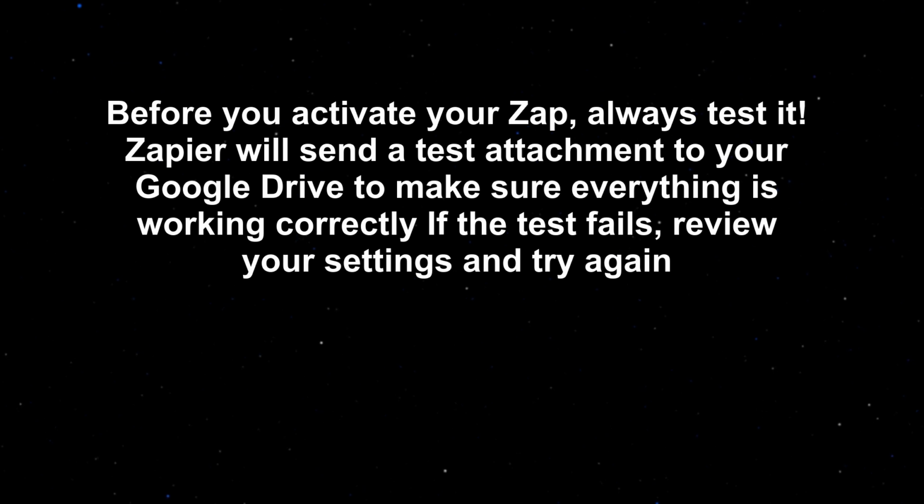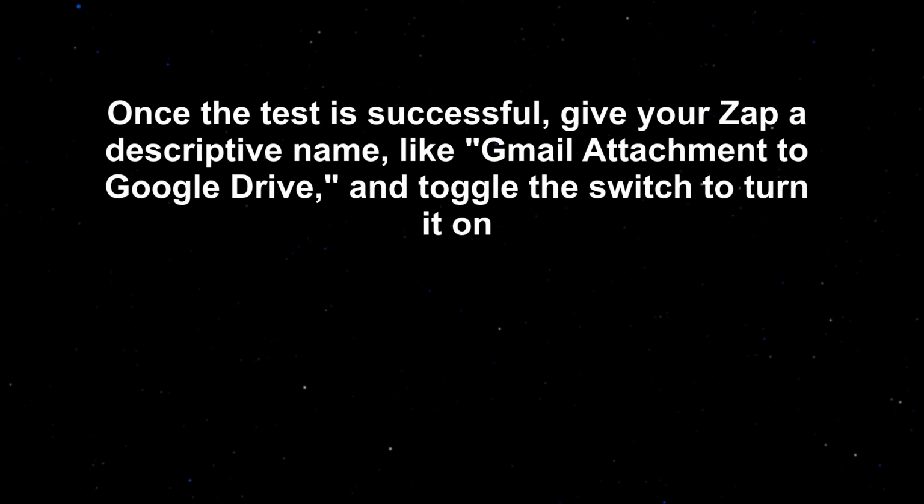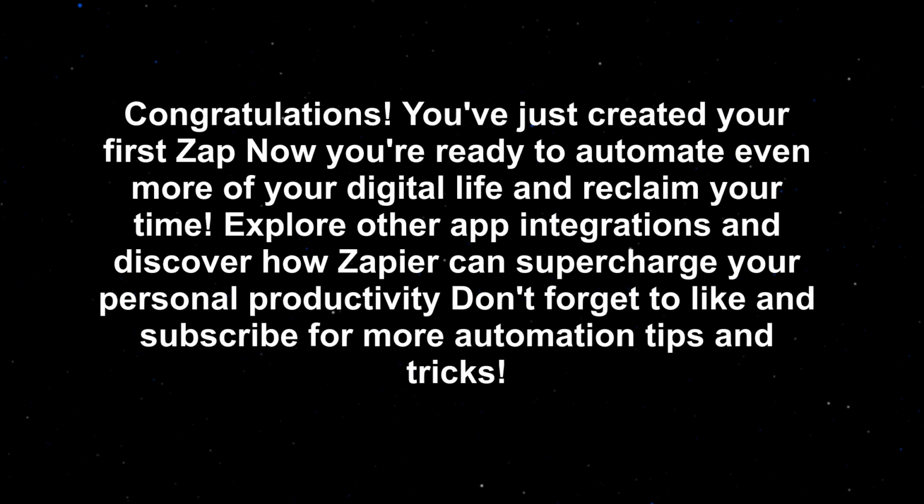Before you activate your Zap, always test it. Zapier will send the test attachment to your Google Drive to make sure everything is working correctly. If the test fails, review your settings and try again. Once the test is successful, give your Zap a descriptive name, like Gmail attachment to Google Drive, and toggle the switch to turn it on.